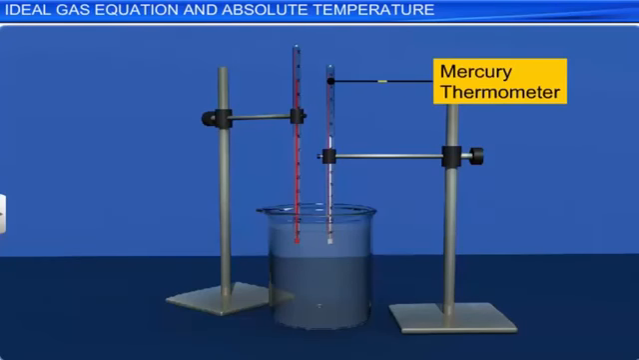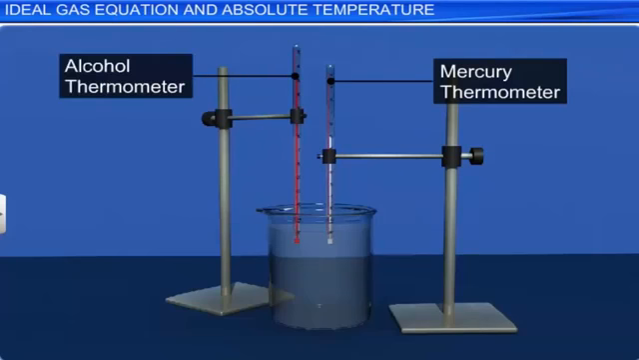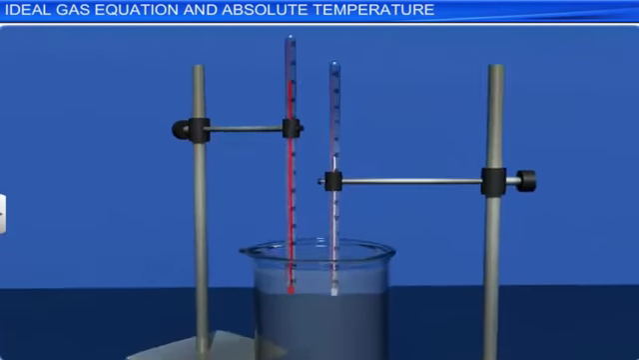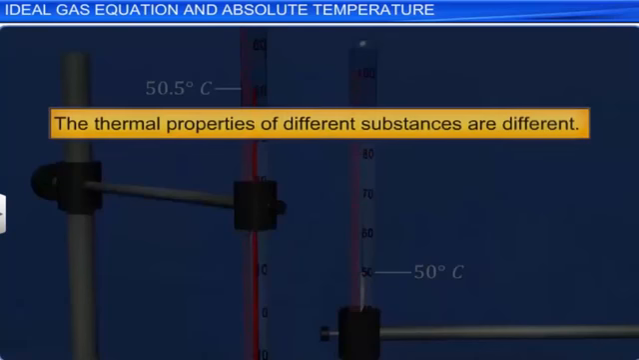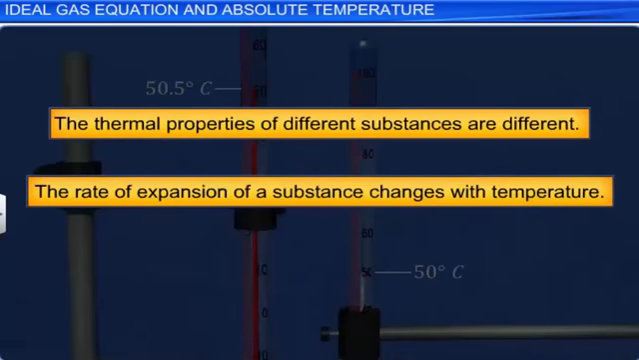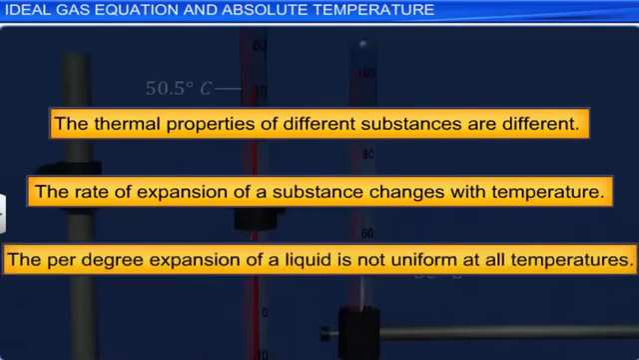When a mercury thermometer and an alcohol thermometer are used to find the temperature of a substance, they may not show the same temperature readings. This is because the thermal properties of different substances are different, and the rate of expansion of a substance changes with temperature. That means the per degree expansion of a liquid is not uniform at all temperatures.